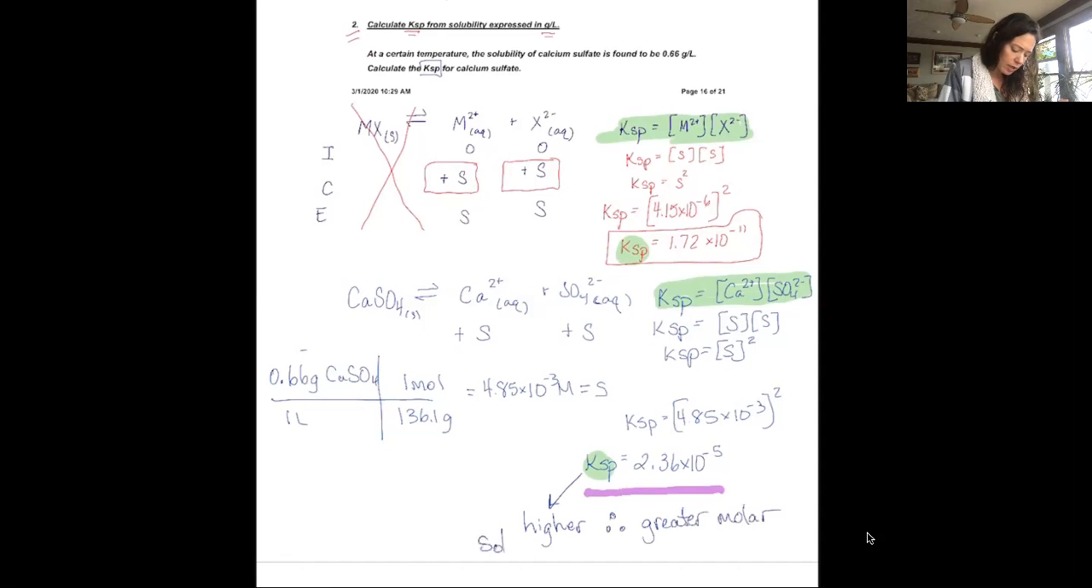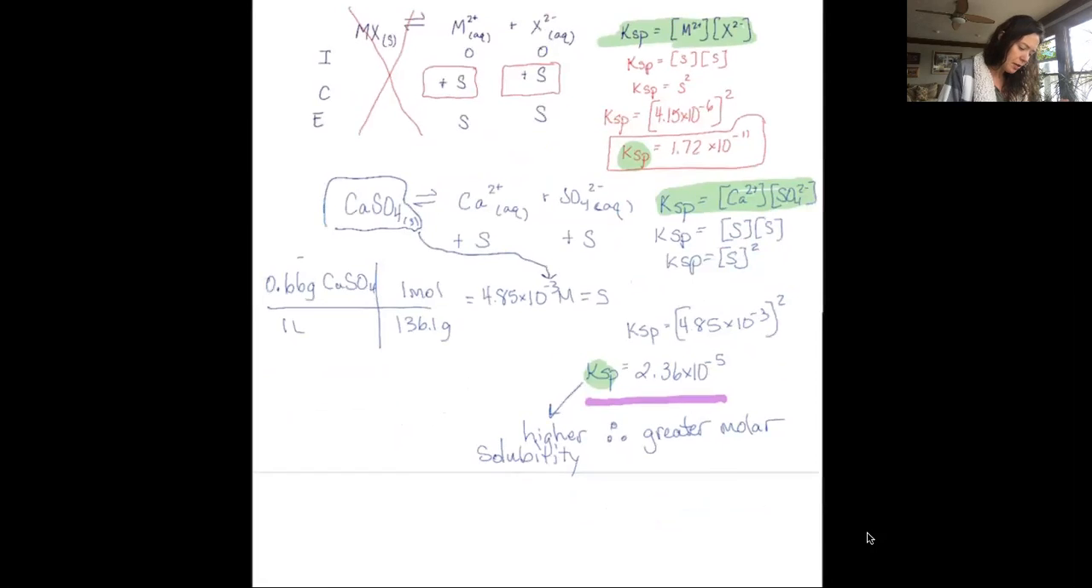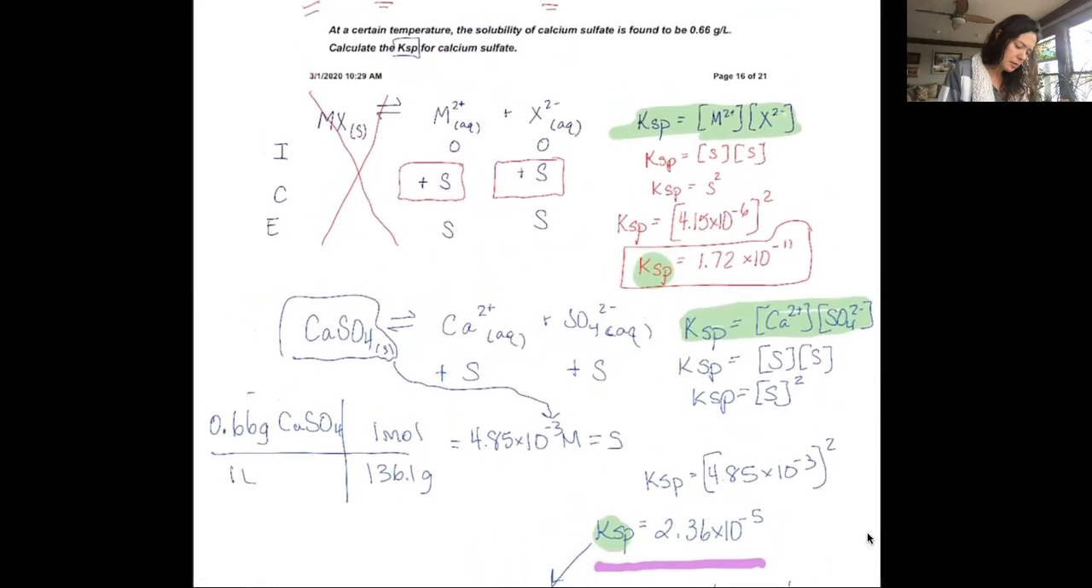But recall, I could only compare those two Ksps because the ratio of cation to anion was identical. Otherwise, I could not compare them. But I do see, in fact, that calcium sulfate's solubility here was greater than whatever salt this was, whose solubility here was to the negative 6th. All right. Let's go on to the next problem.